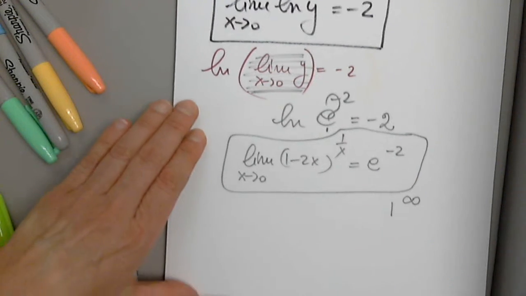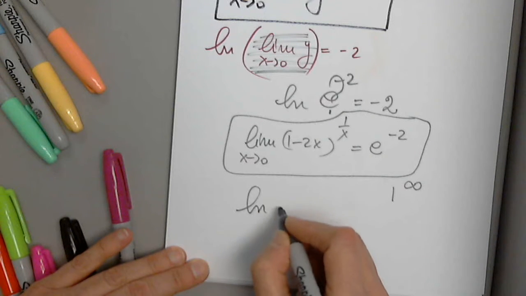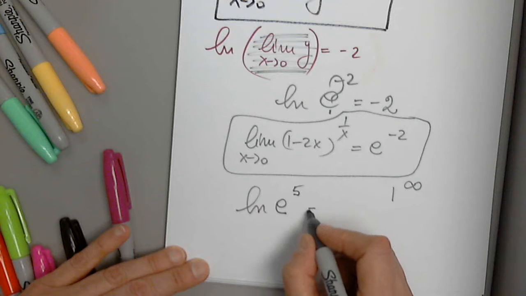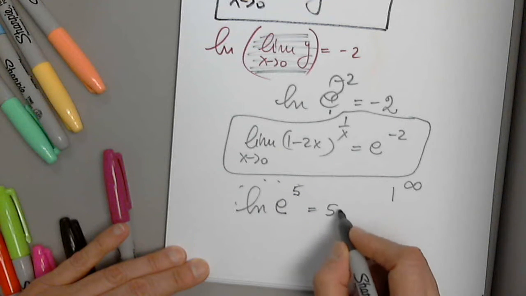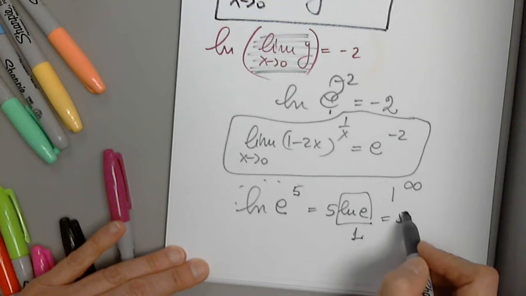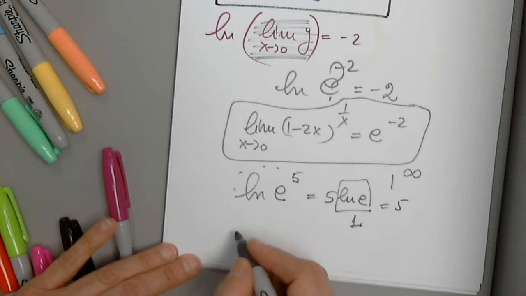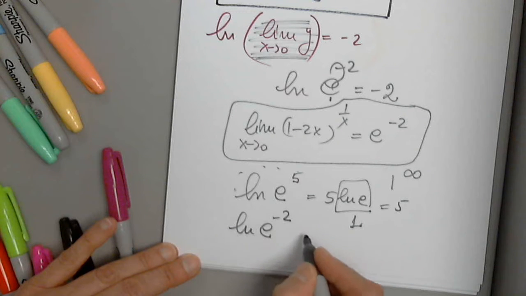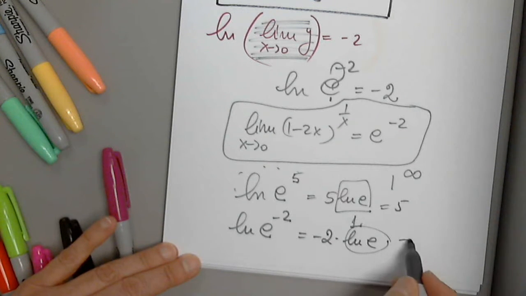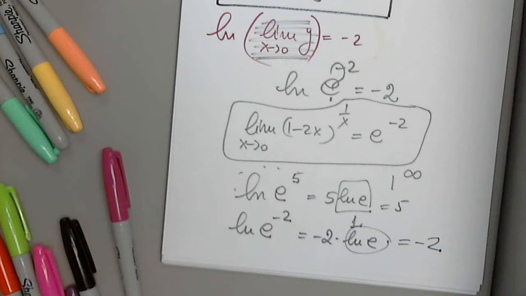Let me explain one more time just to make sure. If we apply natural log to e to the 4th or the 5th power, this becomes 5 natural log e. And natural log e is 1, that's why the answer is 5. So natural log of e to the negative 2 will be negative 2 times natural log e. But since this is 1, that's how we get the negative 2.